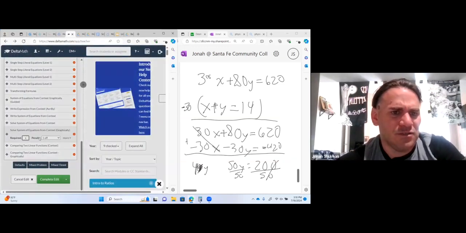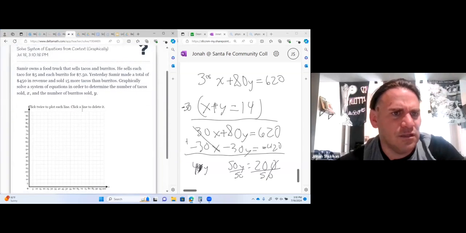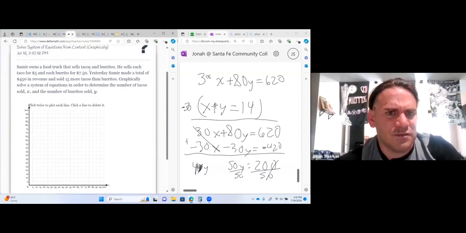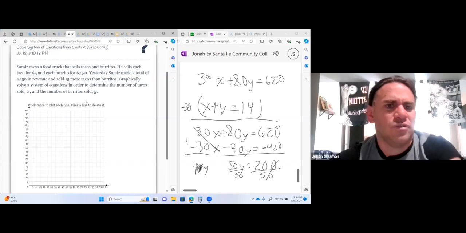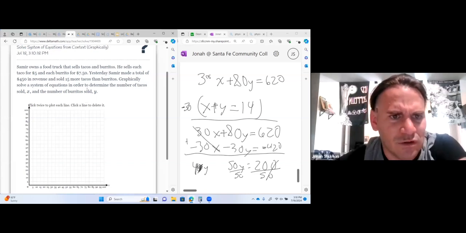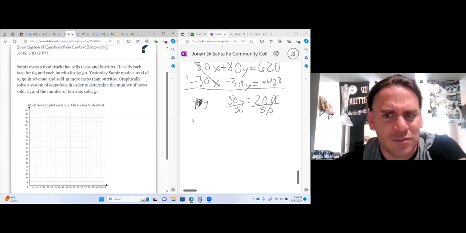All right, here's the last two. We got to solve graphically. Samir owns a food truck that sells tacos and burritos. He sells tacos for $5 and burritos for $7.50. Samir made a total of 450 revenue. Sold 15 more tacos than burritos. Tacos are x, burritos are y.